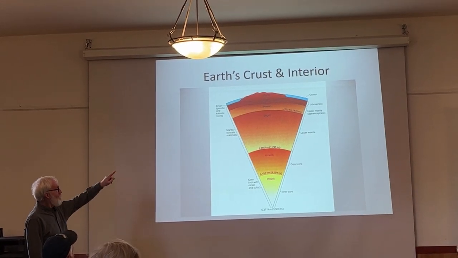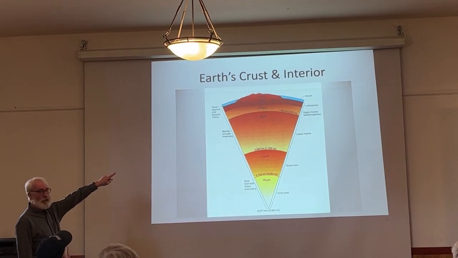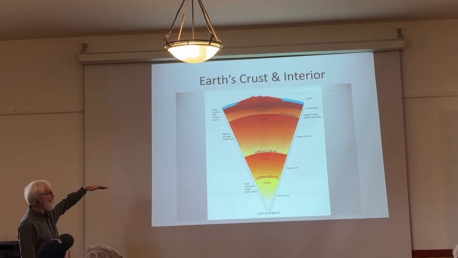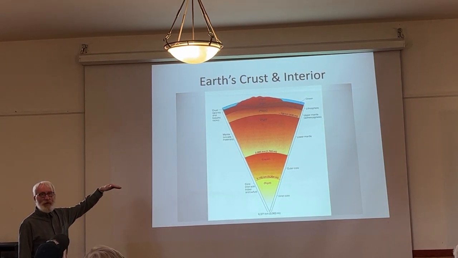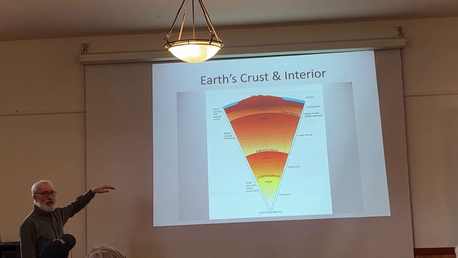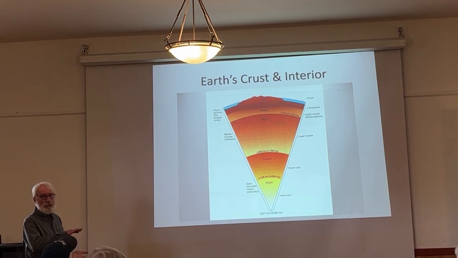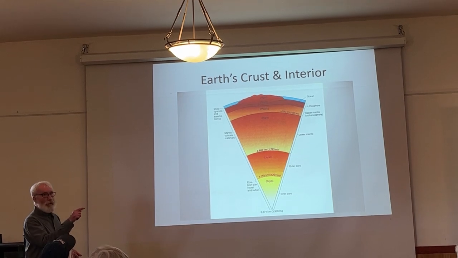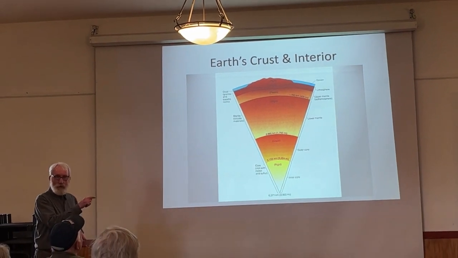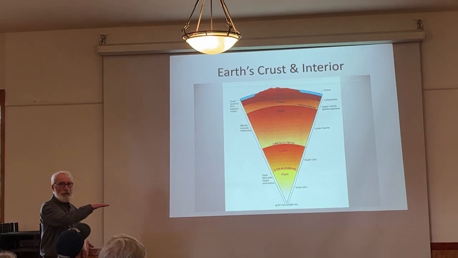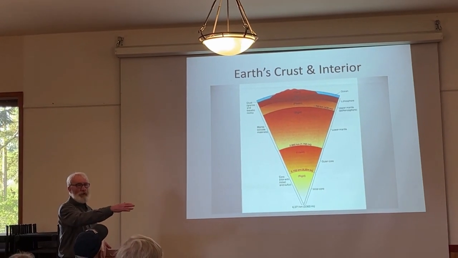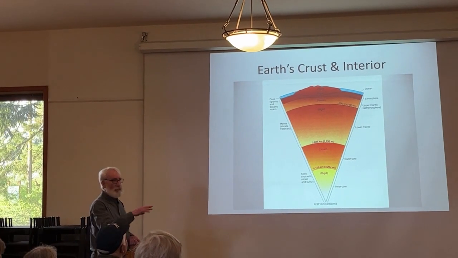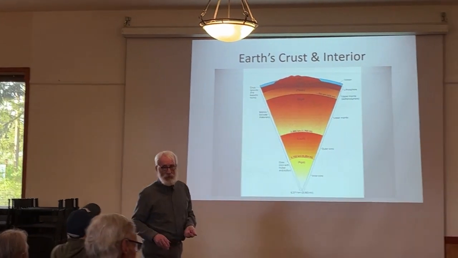So the lithosphere is the crust. The asthenosphere below it is part of the upper mantle, and it's actually what we call plastic. It can be deformed. And so the thing about the crust, both oceanic and continental crust, is that it floats and it can move on top of the asthenosphere because of that plastic quality of the asthenosphere.